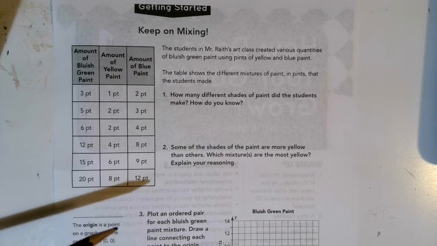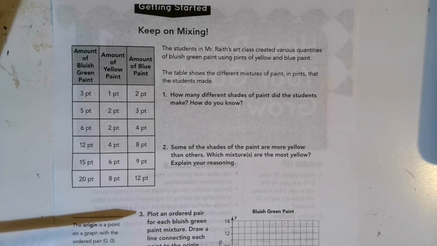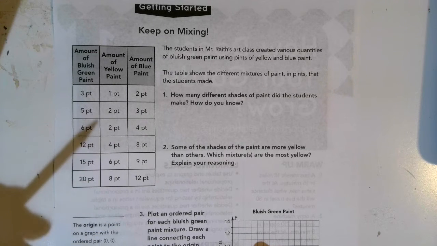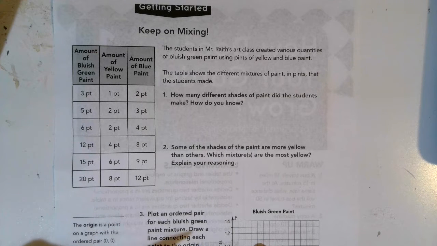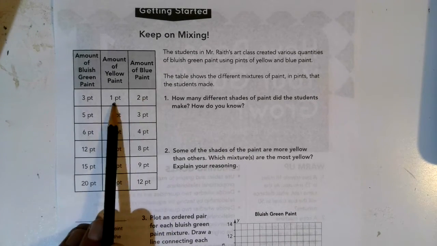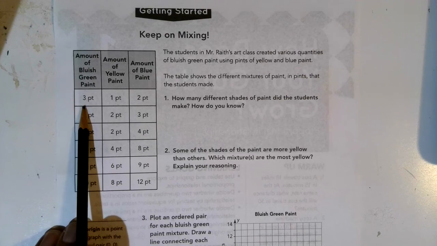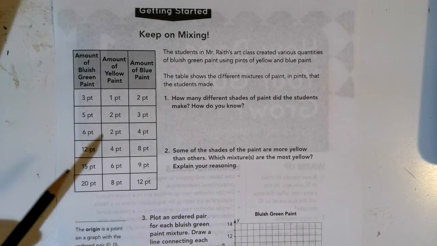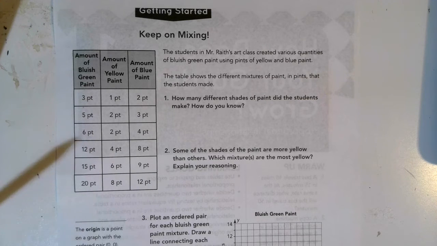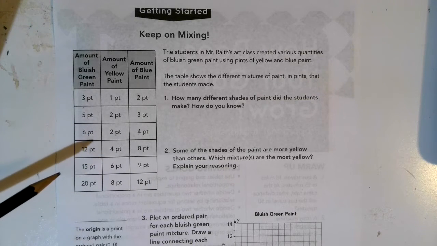So it says, keep on mixing. The students in Mrs. Rath's art class created various quantities of bluish-green paints, using pints of yellow and blue paint. Okay. So, you basically have your 2 right here and your total number right here. So you've got a lot of different types of paints right here. How many different shades did you make?